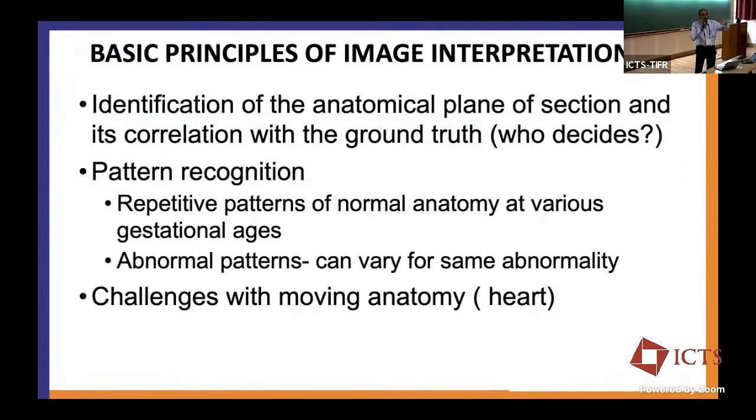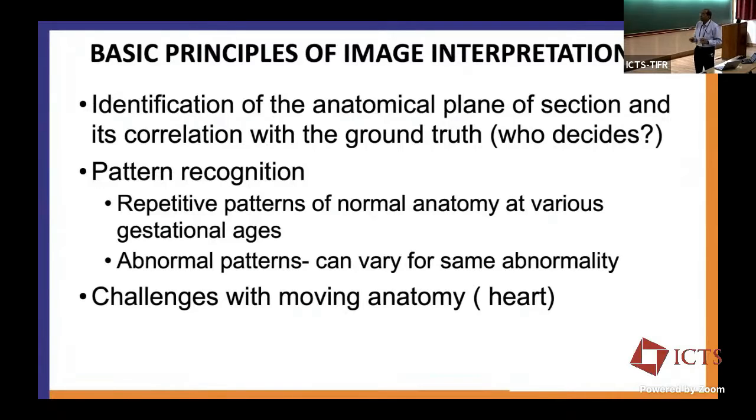And they said, okay, now this is what is. And so now we are able to identify clear landmarks, which we consider as the truth. If an expert tells you that this is the choroid plexus, then you can rest assured that it is indeed the choroid plexus, because that is important for us if we are going to do any image analysis. So the pattern recognition, as I told you, involves repetitive patterns at various gestation stages.